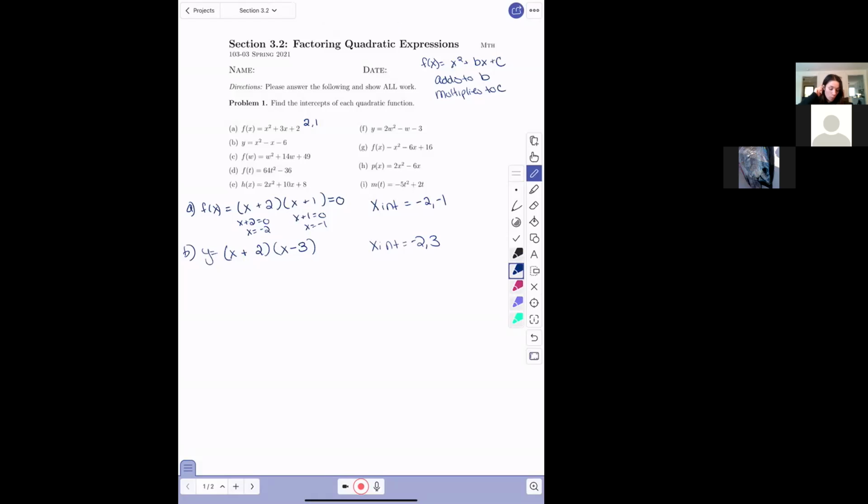We could also be finding our y-intercept, so why don't we do that just for practice? So to find the y-intercept, you're going to plug 0 in for x. So on part A, we'd have 0 squared plus 3 times 0 plus 2. So our answer is 2. And then for part B, we have 0 squared minus 0 minus 6. So our answer is -6 for our y-intercept.